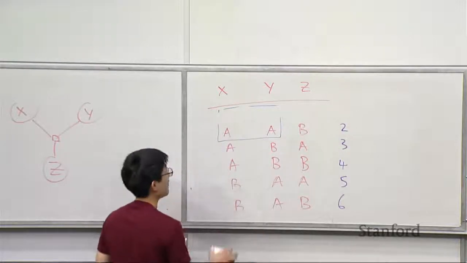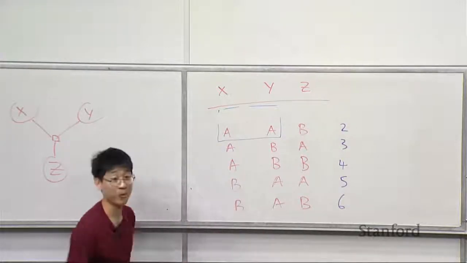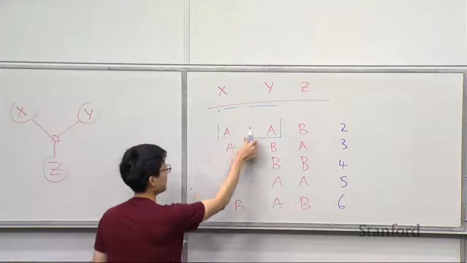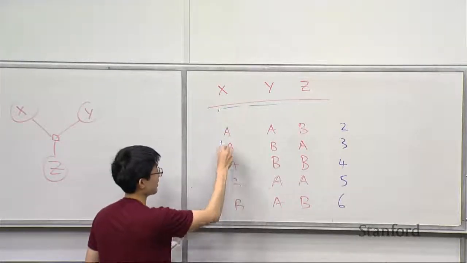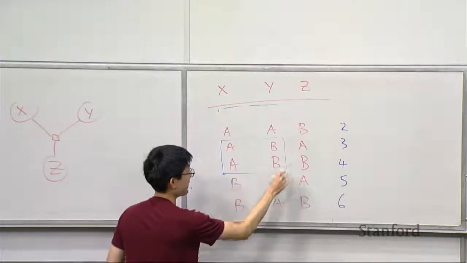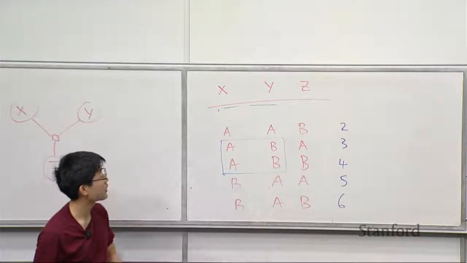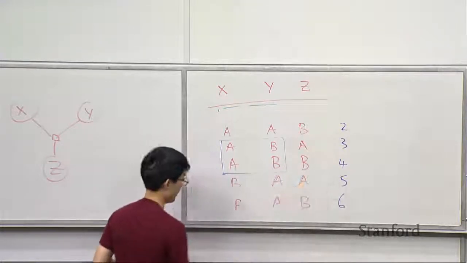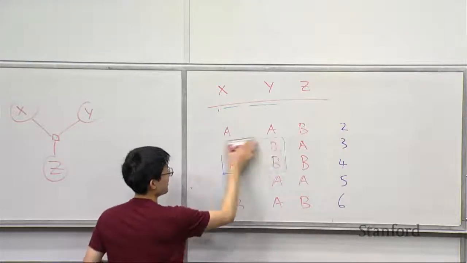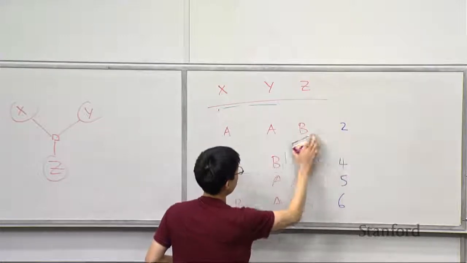All right? The next configuration that x and y could be in is that x could be a and y could be b. So that's these 2 rows right here. And again, the best configuration for z is b here, because that's 4. So again, I'll delete this row because we know that it doesn't matter anymore.